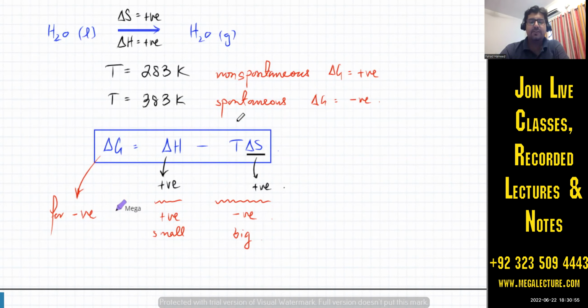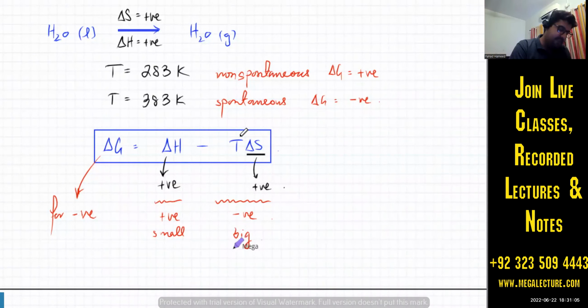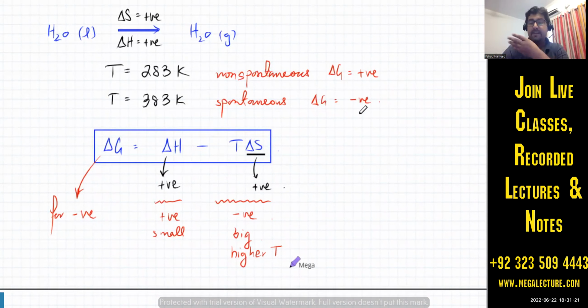How can I make it bigger? What should be the value of T? Should it be big or should it be small? If I want to make it bigger, it should be big. So if I want to make it big, that means I need to have higher temperature, right? So this is exactly what we predicted over here. When did the value of delta G become negative? When did the reaction become spontaneous? At the higher temperature, right? And this is exactly the same thing that we predicted from the equation as well. That if I want to make delta G negative, I should have a higher temperature. If I want to make this reaction spontaneous, I should have a higher temperature.